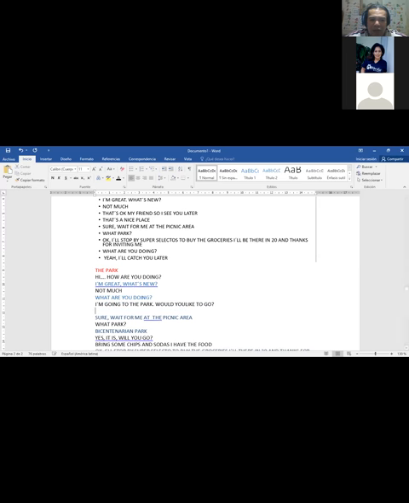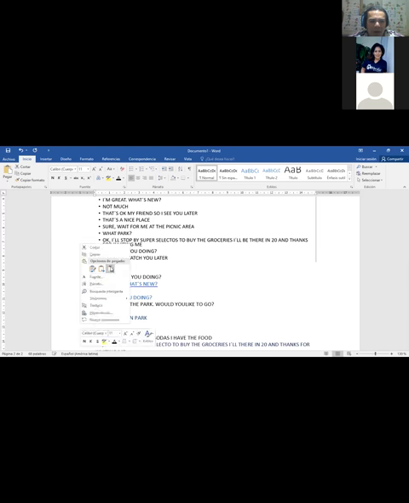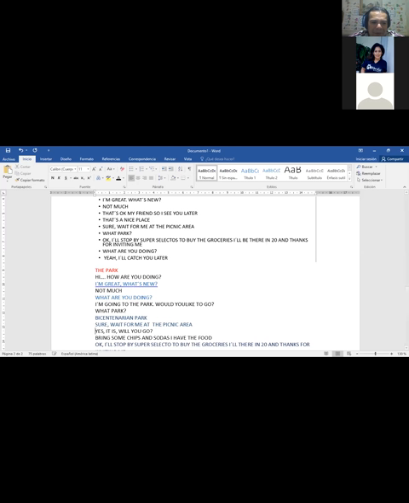Ahora, espérense, solo bajen, sure wait for me at the picnic area después del Bicentenarian Park. Ese bajen después del Bicentenarian Park. Ok. Es que estábamos así un poco, todavía no lo digeríamos todo. Ok, what park? I'm going to the park, would you like to go? What park? Bicentenarian Park. Ok, y de ahí, espérese. To the Bicentenarian Park. Ok. Y de ahí tenemos donde dice, hey, that's a nice place.